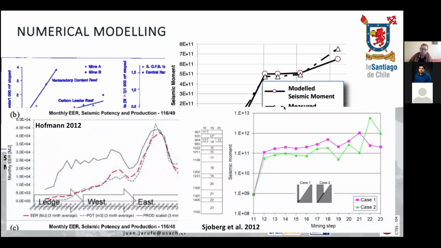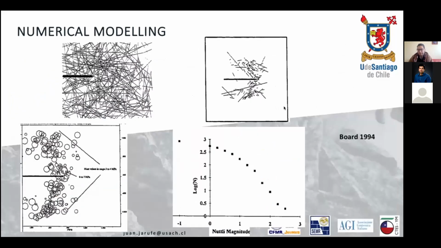In this case, each of those points corresponds to all the deformation, a representation of all the seismicity that happened during all of that step. Okay, it's just one value that represents the whole excavation step. However, all of those models just generate one value.